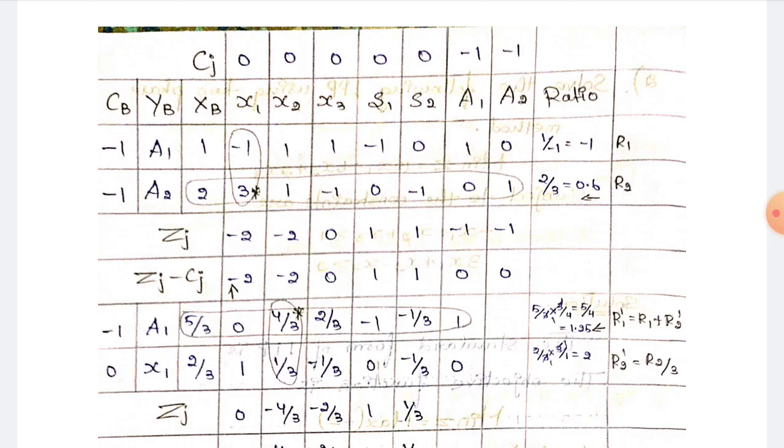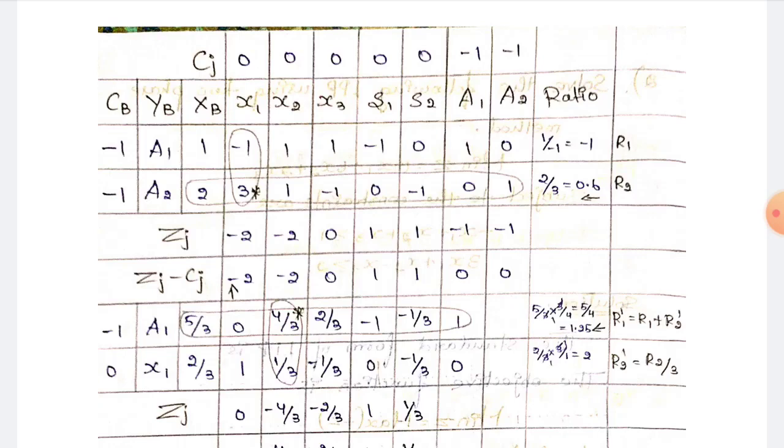Now we come to the Zj minus Cj value: minus 2, 0, 1, 1, 0, 0. Here we have a tie, so the first preference goes to the first appearance. So first, minus 2 you have to take. That is the most negative value, so that is your key column.